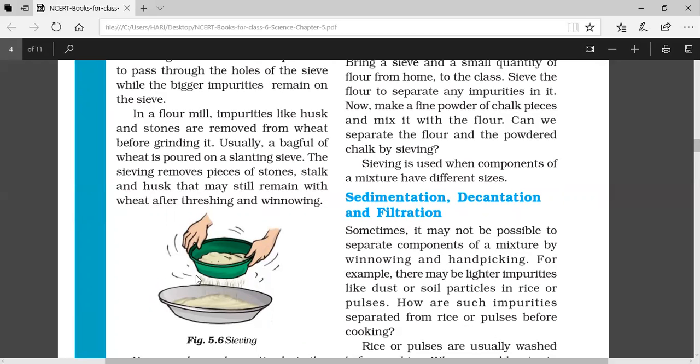And for cleaning the wheat flour, a sieve having very small holes is used, and the fine powder of flour will be left behind, and the impurities will remain on the sieve itself.